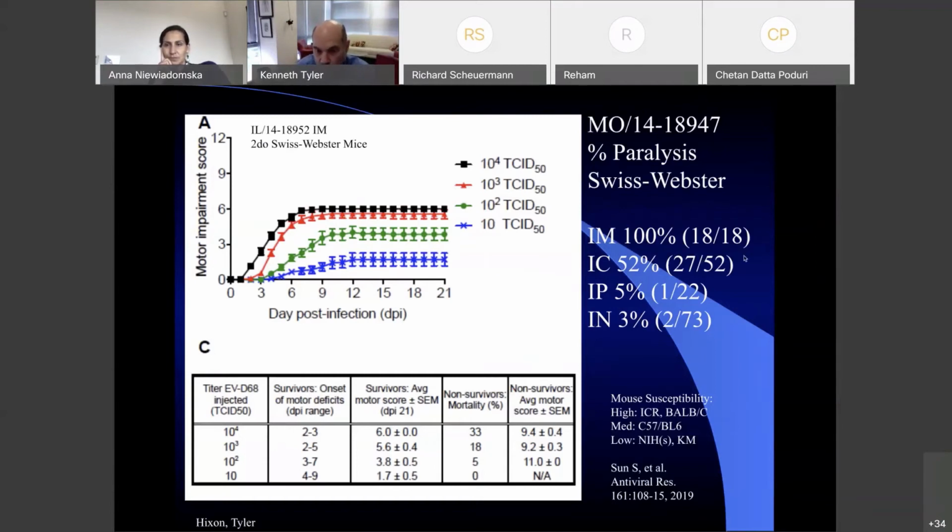Now, we also know that there were some host factors that were likely important because there was also a hierarchy of mouse susceptibility across different strains. Outbred mice like NIH Swiss were relatively resistant, whereas mice like BALB-C were relatively sensitive. Next slide.